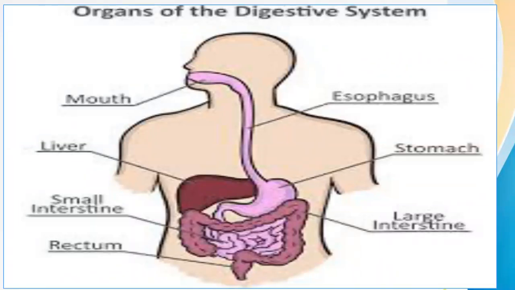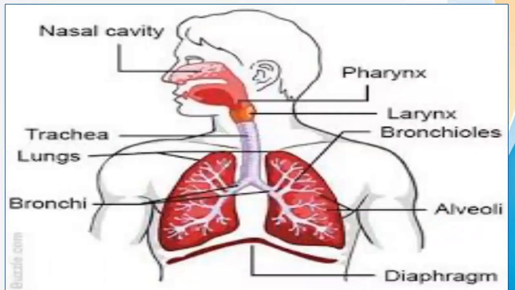You can see liver. There is a heading of liver. This is the gland. This is the gland. Digestive system, it is concerned with the digestion of food.